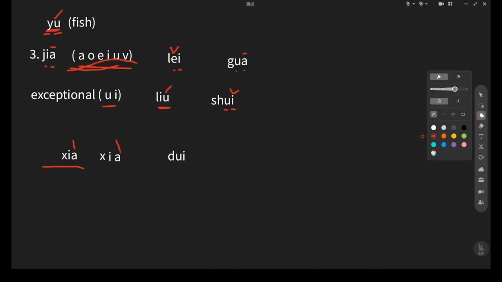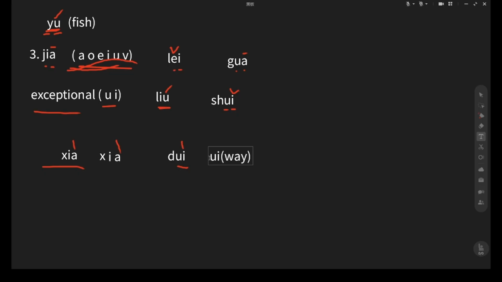I want to mark the first tone. So on which one? Only U and E together. This is an exception, so on the last one. So how to read this one? This is a double vowel. Do you remember? A similar sound is this word. Okay, so an example.